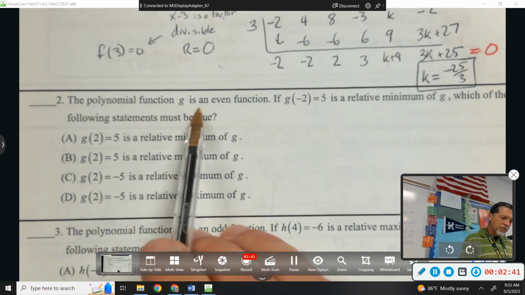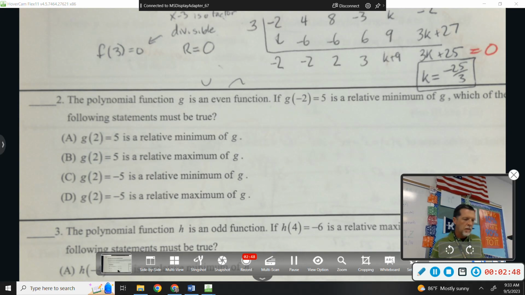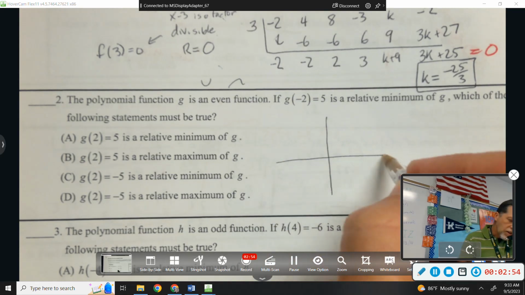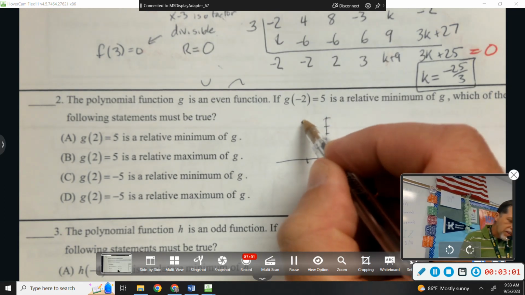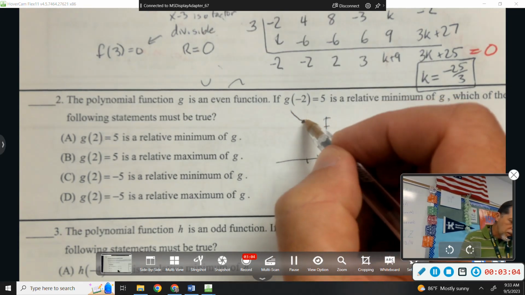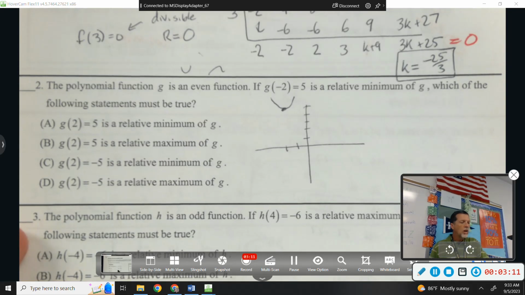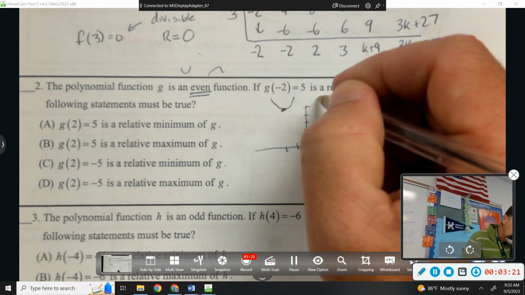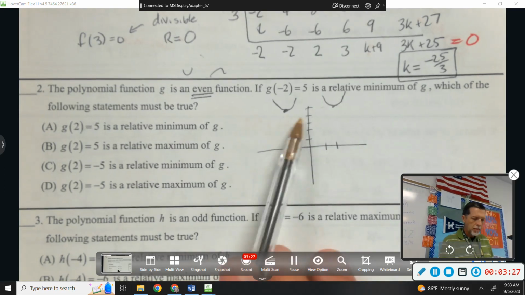Number 2, polynomial g is an even function. Okay, so that means it's like doing the same thing on each end, both up or both down. G of negative 2 equals 5. Okay, I'm going to sketch that. G of negative 2 equals 5 is a relative minimum of G, so something like that. Which of the following statements must be true? Oh, even function means even more than that. What does even mean? It's reflected over the y. So whatever's going on this side will get reflected over to this side. Again, I don't know what else is going on in this equation, but maybe this is enough.